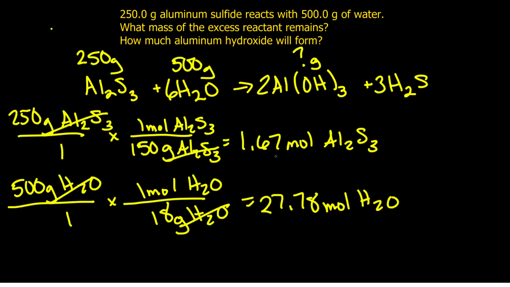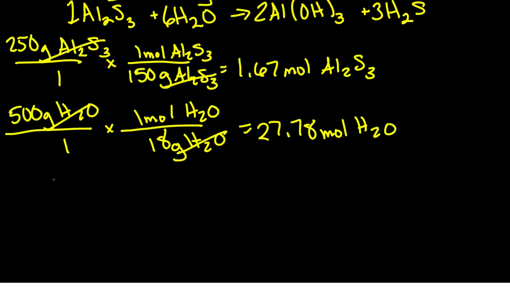My balanced equation says I need 6 times the amount of water as I do aluminum sulfide. So even if we had 2 moles of aluminum sulfide, 6 times that amount, I would need at least 12 moles of water, and I definitely got that. So I'm going to make a prediction that aluminum sulfide is my limiting reactant here. But let's check it just to make sure.